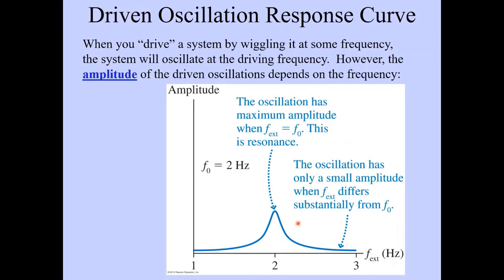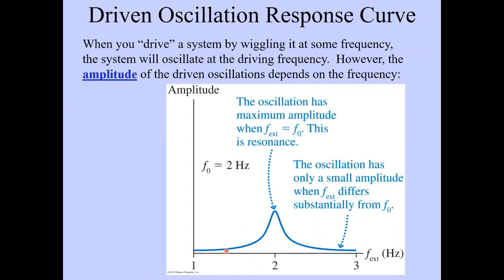Now the system has a natural frequency of 2 hertz in this example. So F naught is 2 hertz. This would be the frequency of the system if it was just by itself and bouncing back and forth. But now what we're going to do is drive the system externally by pushing the system at 1 hertz. And you can see that the amplitude is very small.